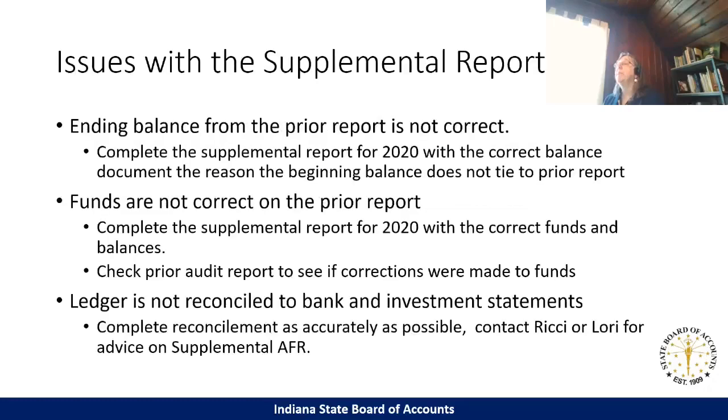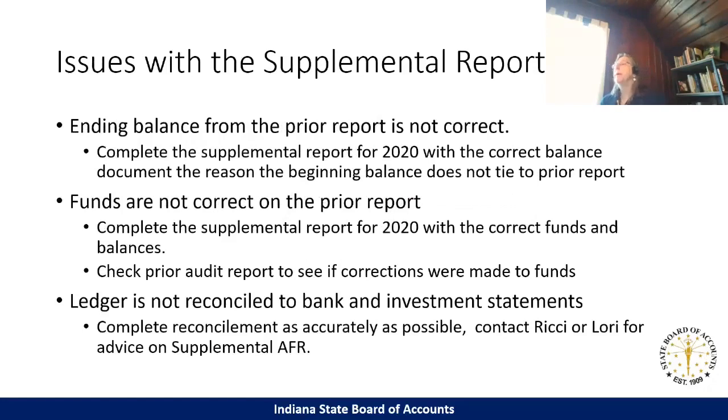What do you do if you have issues in completing the supplemental AFR? So the first situation: the ending balance in the prior year's report does not appear correct and doesn't tie to your financial report. Again, if you go back to last year's report and it shows, say, Star Bank, and it's got some amount in there that doesn't tie to anything, that prior report was probably not right.